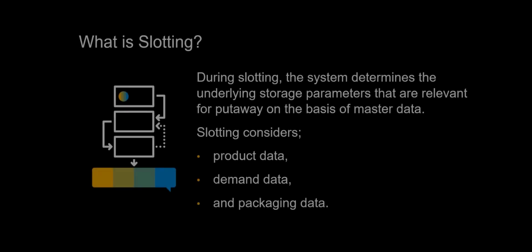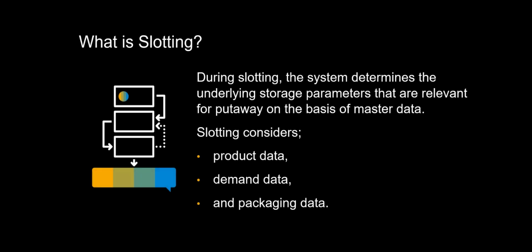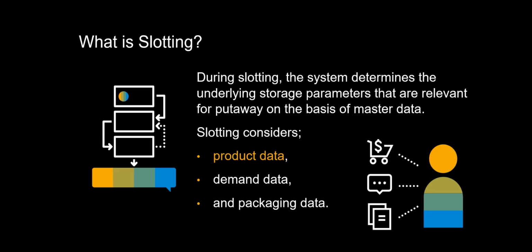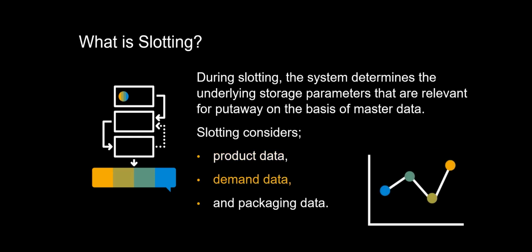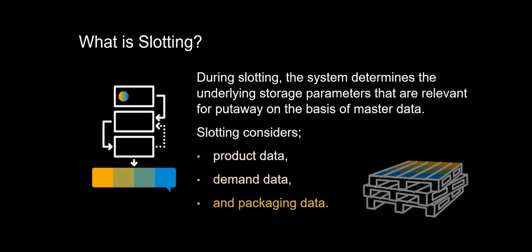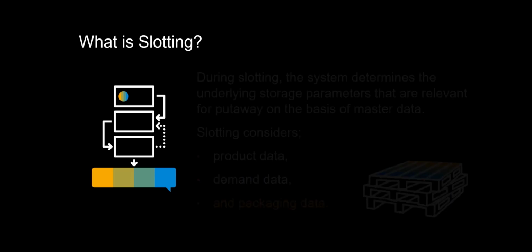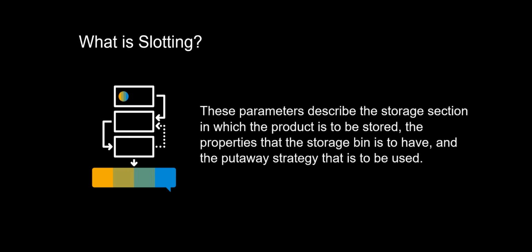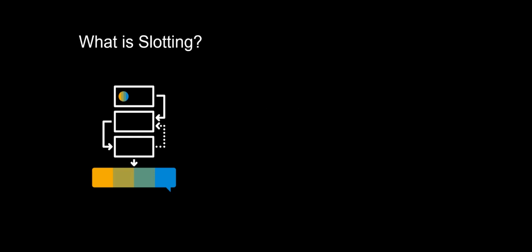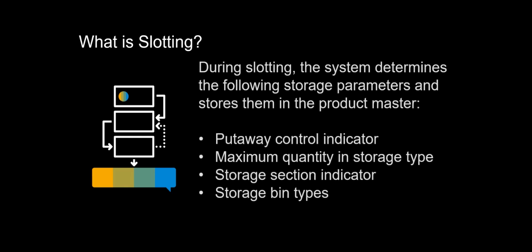During slotting, the system determines the underlying storage parameters that are relevant for put away on the basis of product master data. Slotting considers product data, requirement data, and packaging data. These parameters describe the storage section in which the product is to be stored, the properties that the storage bin is to have, and the put-away strategy that is to be used.